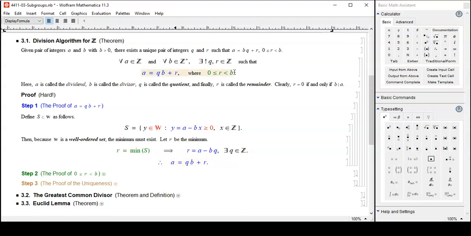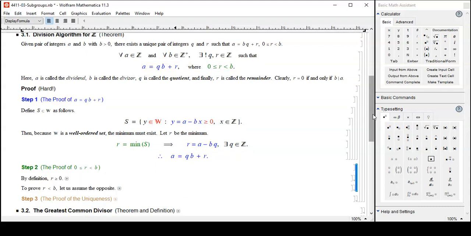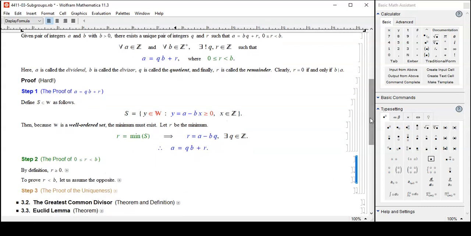But then again, how about the second half? Well, let's talk about it. For the second half, we're going to use proof by contradiction. By definition here, r has to be greater than or equal to 0, as I just highlighted in red. You see, we began from the set of whole numbers, non-negative integers, 0, 1, 2, 3, and so on. And r was selected from there, so r has to be greater than or equal to 0. No problem there. So that part is done.